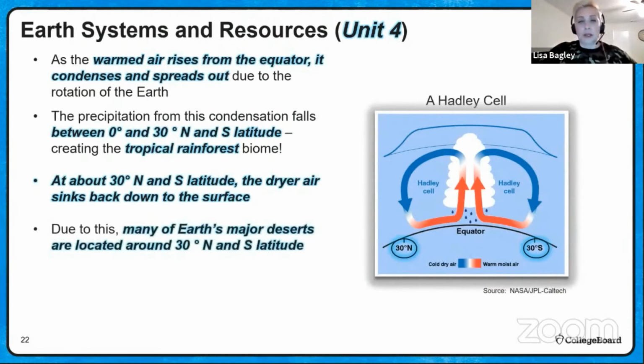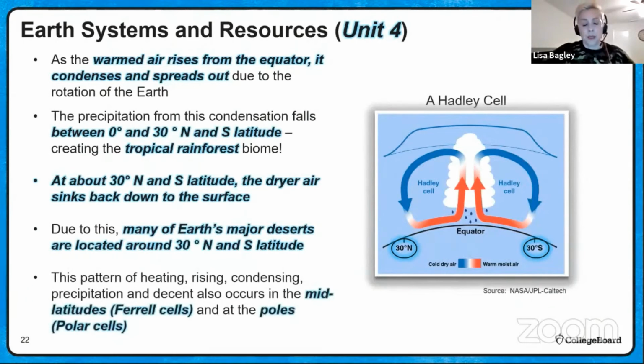At 30 degrees north and south latitude, we find many of Earth's major deserts, and that is because the cooler, drier air from the Hadley cell descends at those latitudes. This pattern of heating, rising, condensing, precipitation, and descent also occurs at our mid-latitudes, those are our Ferrel cells, and at the poles, which are the polar cells. So just a quick reminder, if you can't remember which one's which, here's a little mnemonic. The Hadley happens where it's hot at the equator. Hadley is hot.